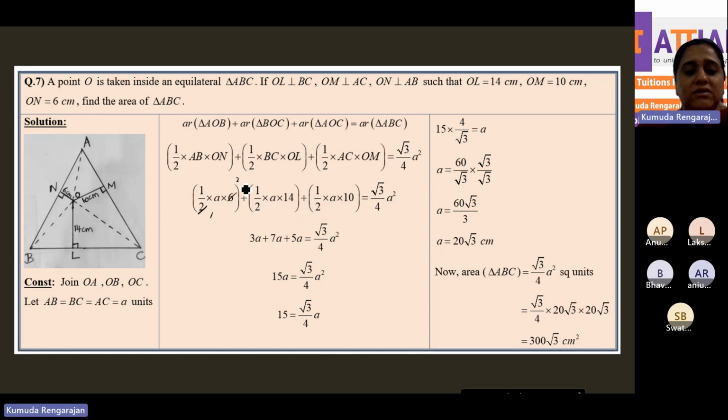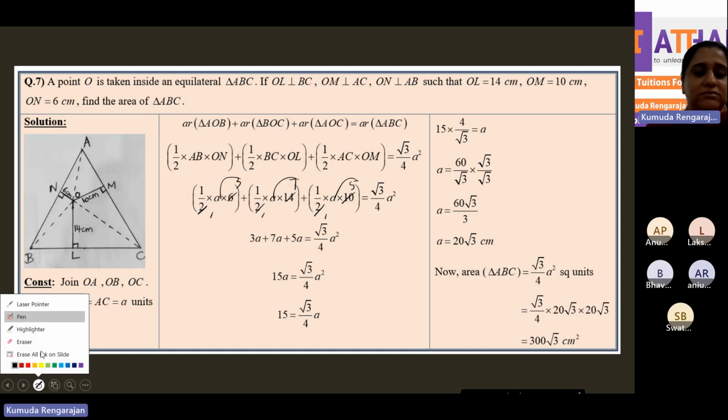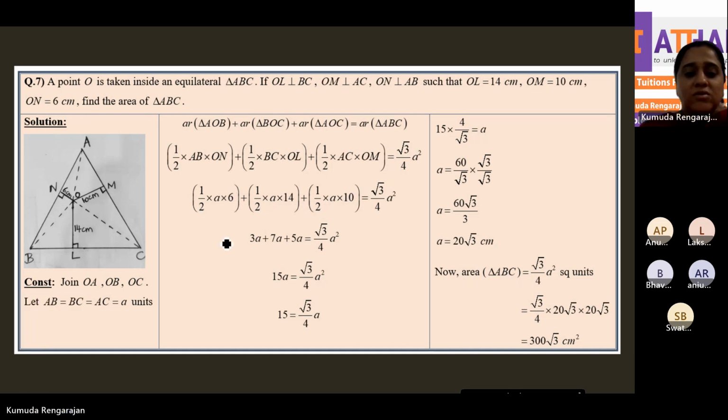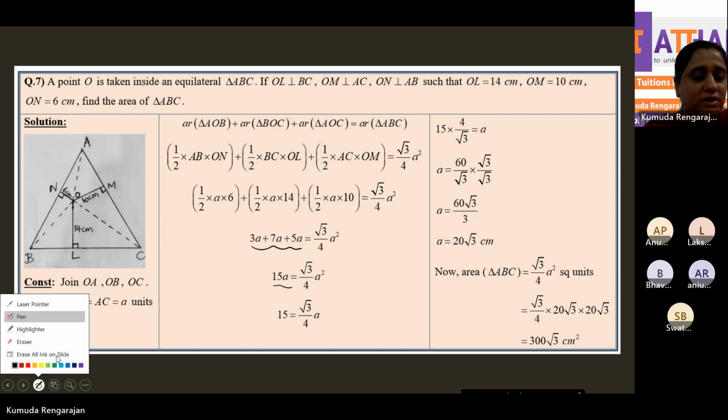So when you work this, 2 1s are 2, 3s are 3, 2 1s are 2, 7s are 7, 2 1s are 2, 5s are 5. So you get 3a plus 7a plus 5a is equal to root 3 by 4 a square. Correct? So when you add this, you get 15a is equal to root 3 by 4 a square. Now I've simplified. You can cancel this a square.